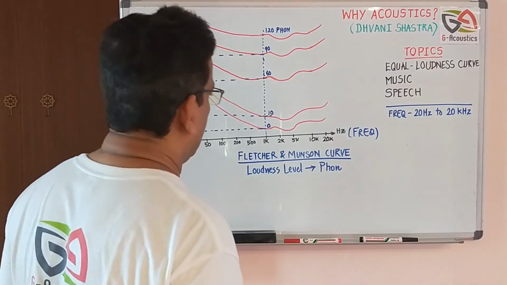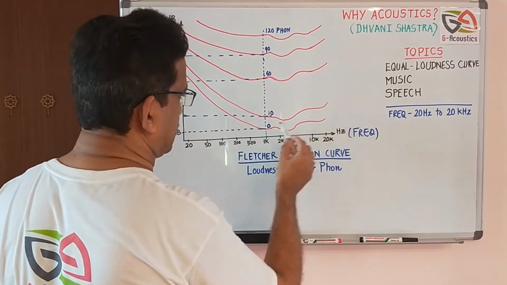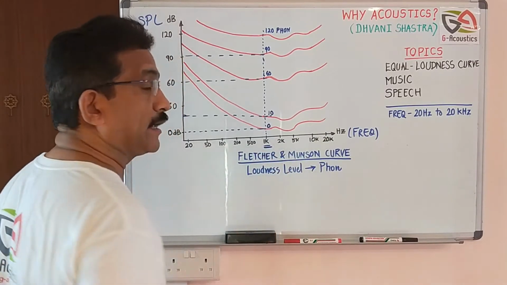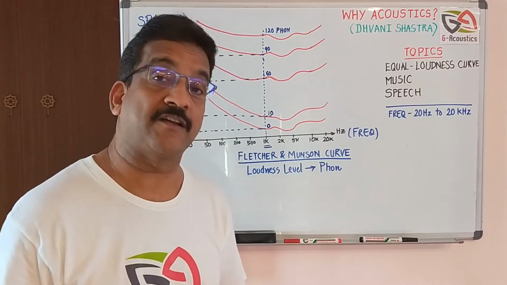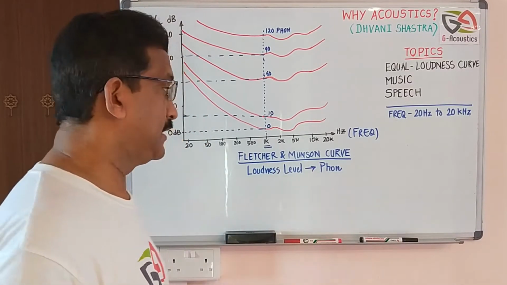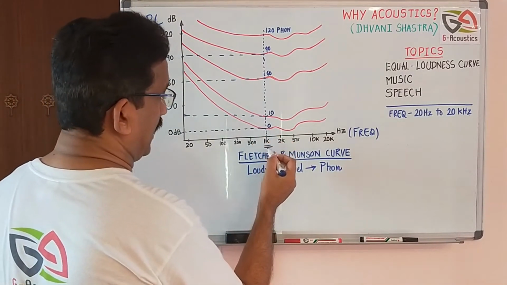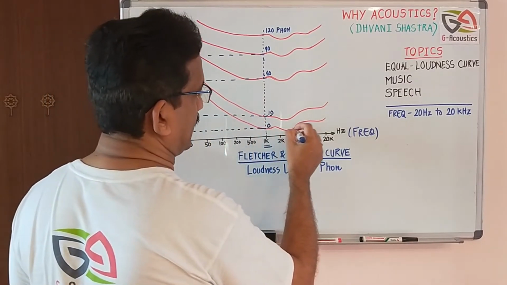Okay, I will start with the first curve actually. You can see the reference frequency is 1 kilohertz. For the equal loudness curve, 1 kilohertz is taken as the reference frequency with which the rest of the frequencies are determined. Now at 0 dB, at 1 kilohertz, this curve looks like something like this.